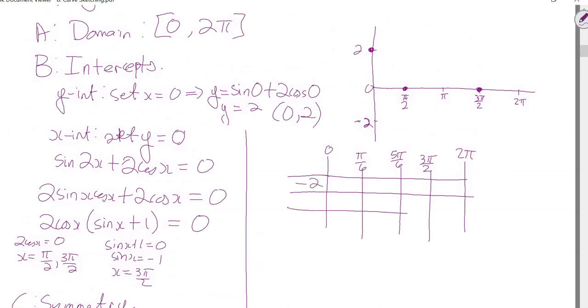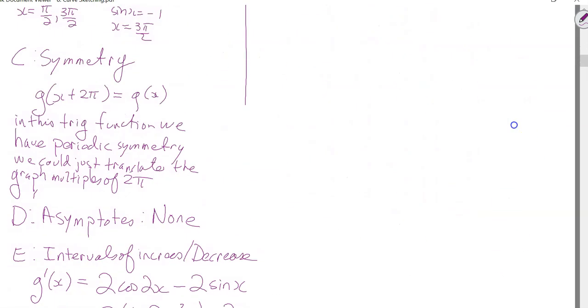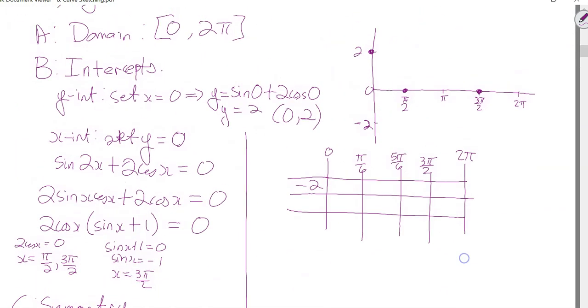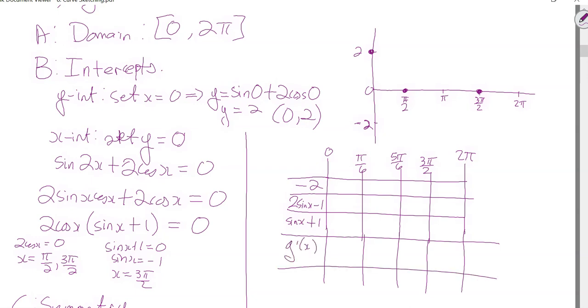So we're looking for zeros. All right, so what do we have? 2 sine x minus 1, and sine x plus 1. Let me know if I messed up. G prime of x is going to have a certain sign, which will lead to g of x either increasing or decreasing, right? So negative 2, that's negative.